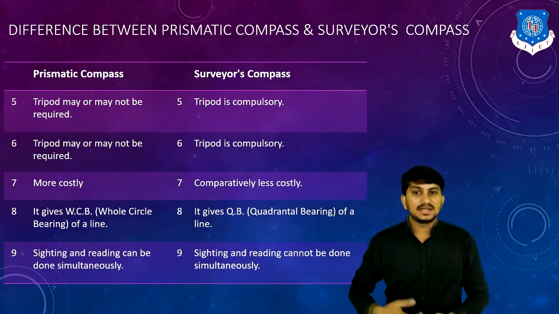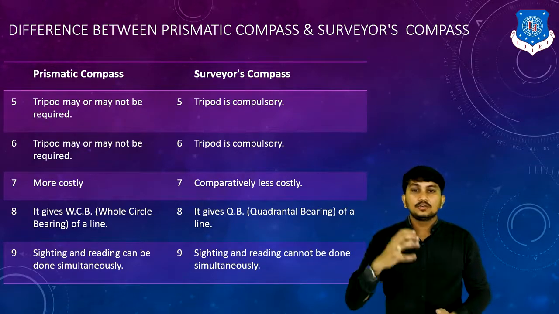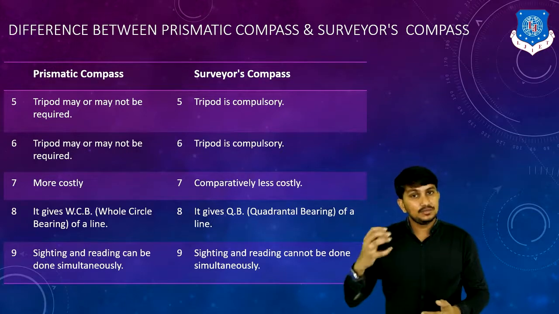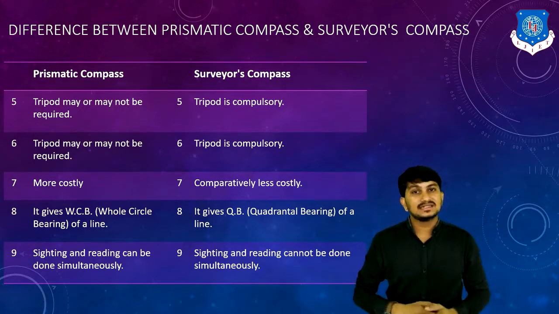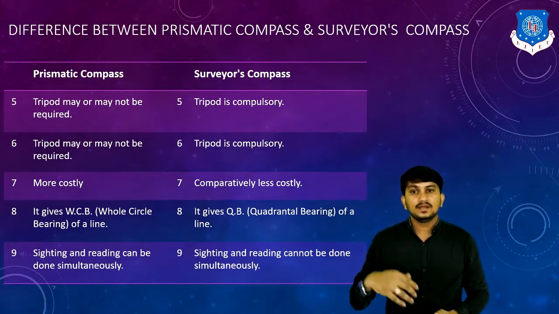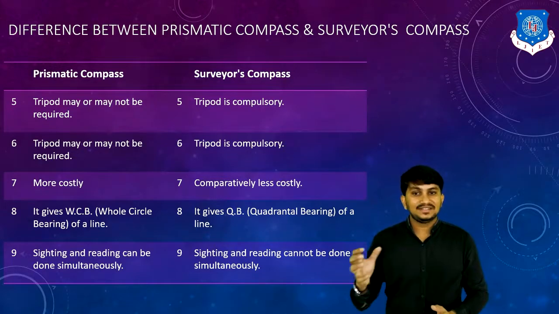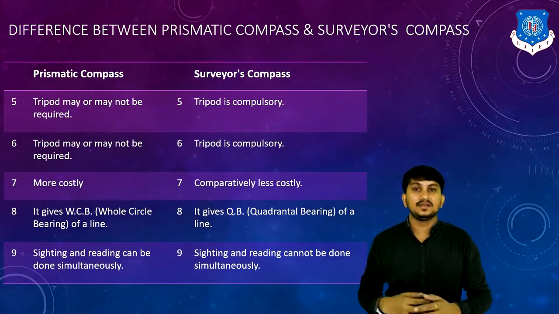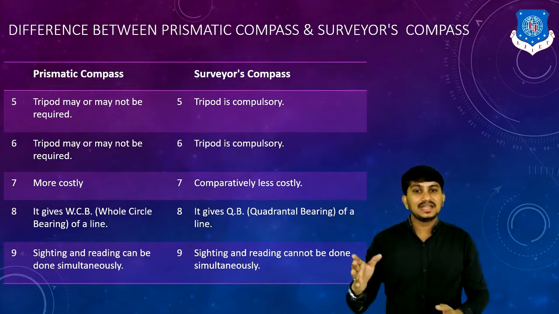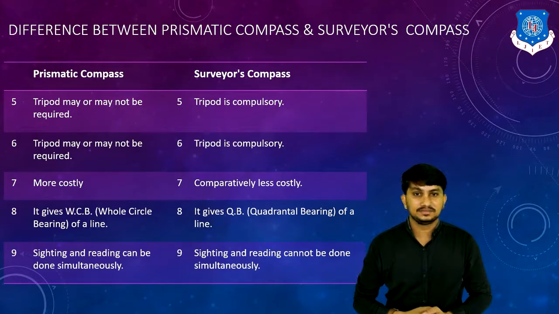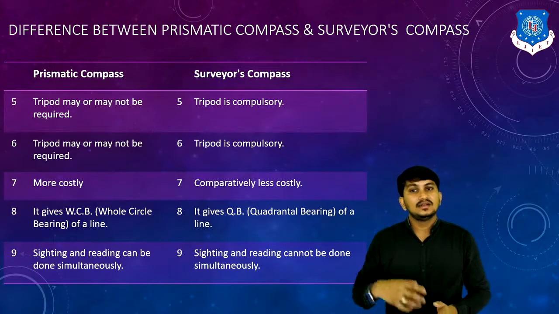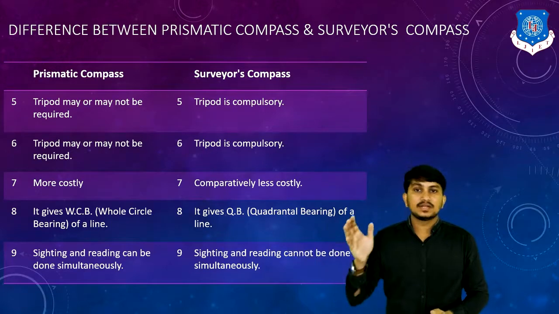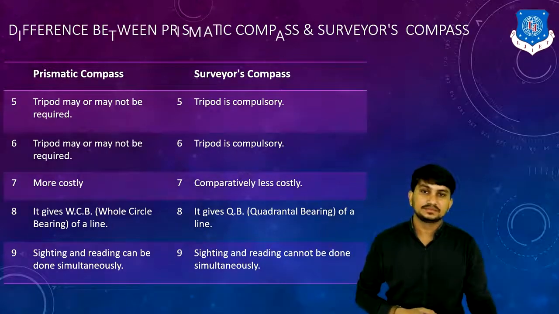Next, prismatic compass gives WCB of the line, while surveyor's compass gives quadrant bearing of the line. What is WCB? What is QB? We will discuss in the next lecture. In prismatic compass, sighting and reading can be done simultaneously, while in surveyor's compass, sighting and reading cannot be done simultaneously. This is about the difference between surveyor's compass and prismatic compass.